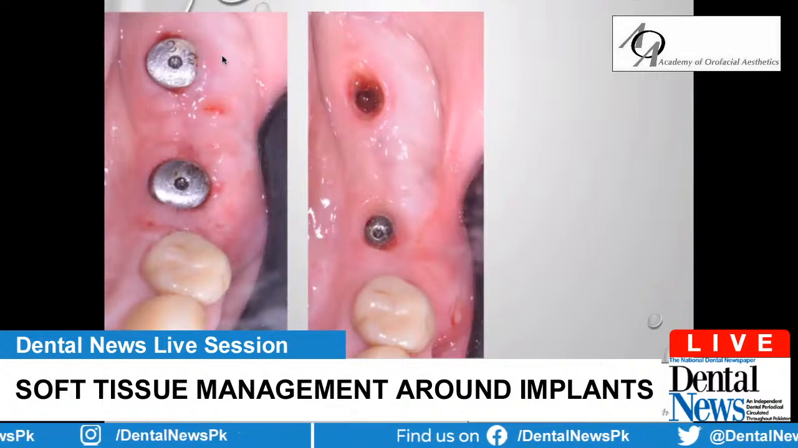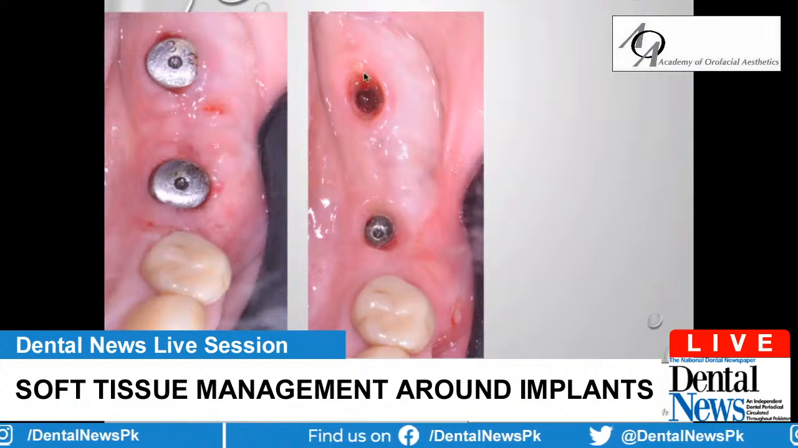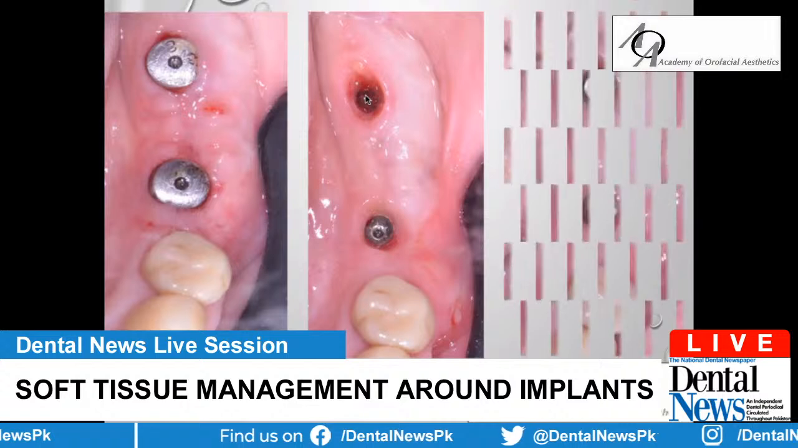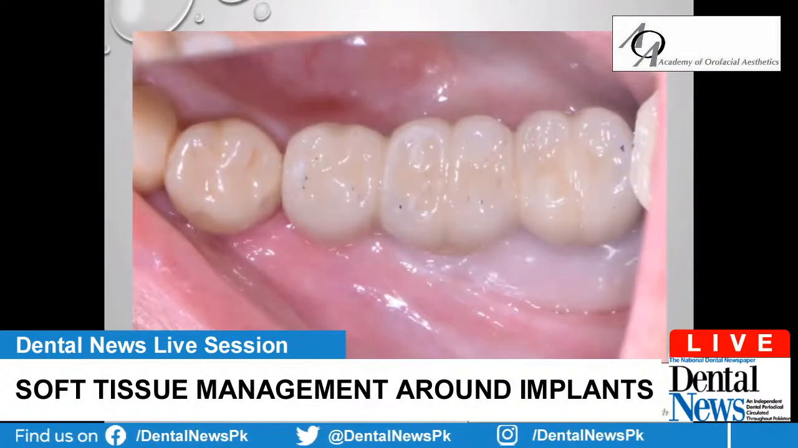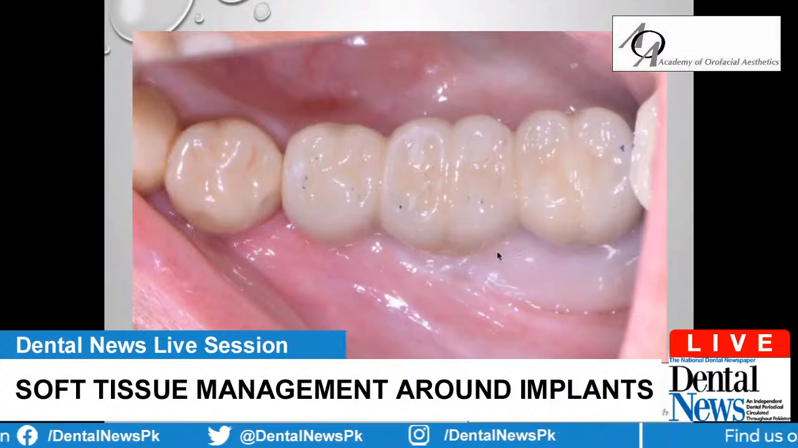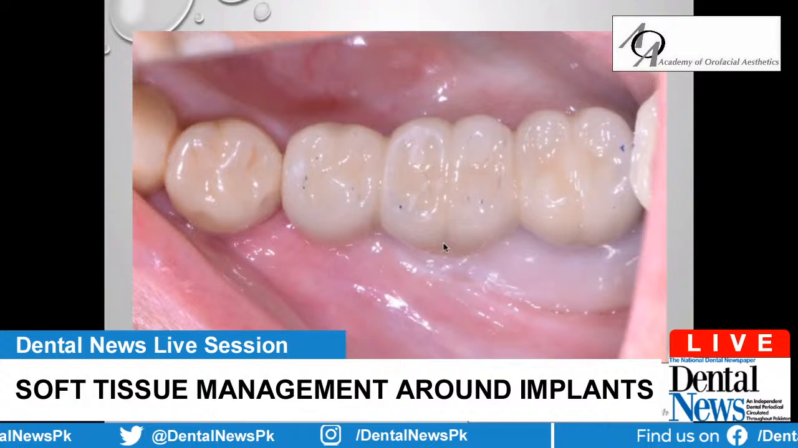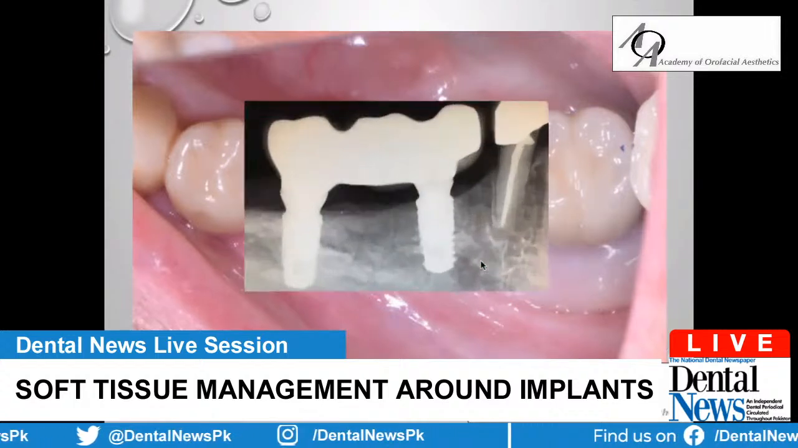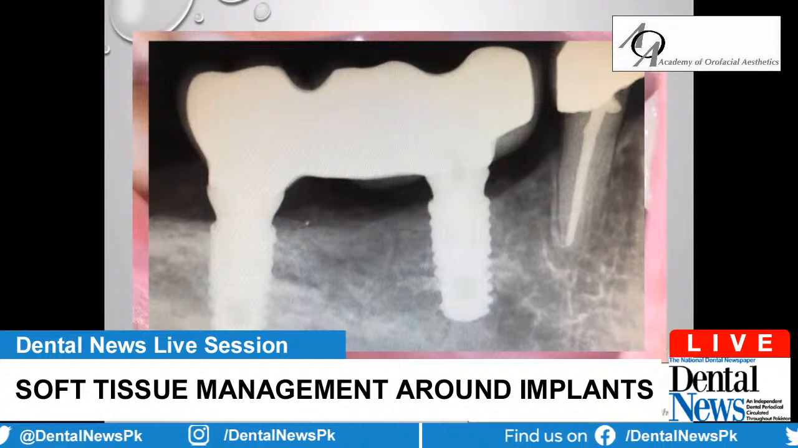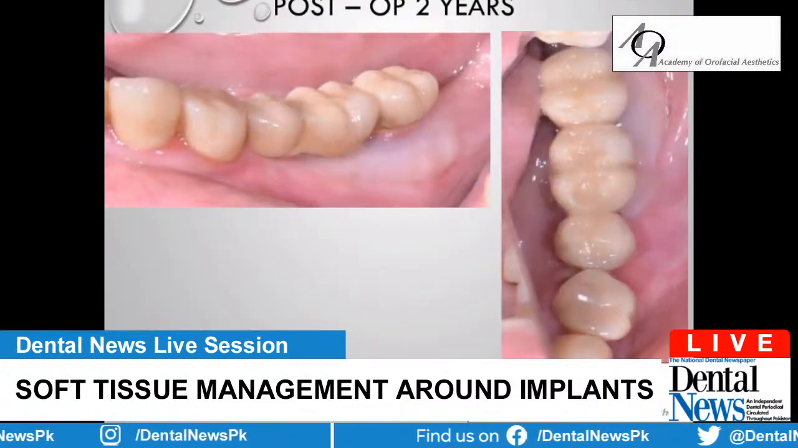You have a good amount of volume and good vestibular depth, and your implant is almost 3 millimeters down here. Once again, you can very well appreciate the buccal keratinized tissue, which we grafted, and the vestibular depth. So she can maintain her oral hygiene at a very good pace. This is immediate post-op. This is after 2 years.